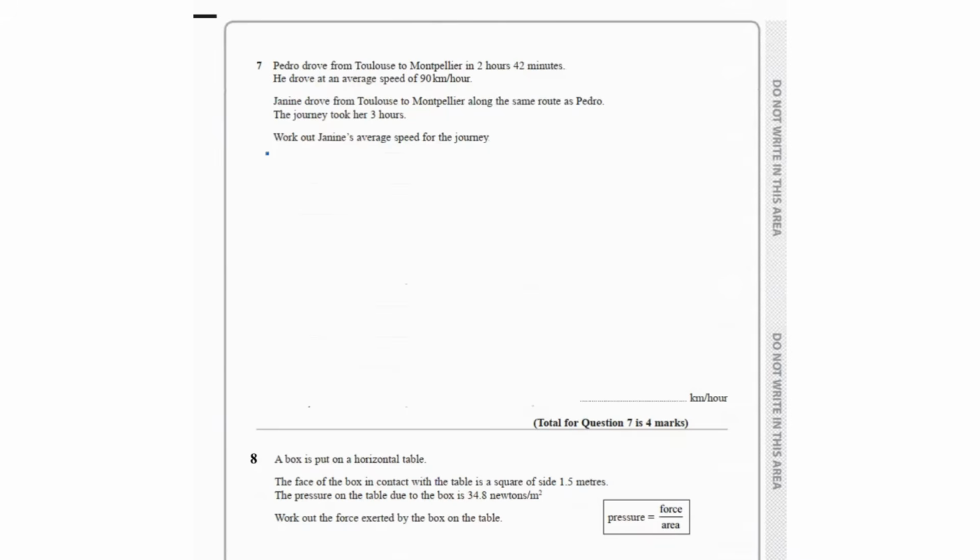So first, we try to find the distance using Pedro's journey, because if they're going along the same route, the distance is going to be the same. So we have been given the time and the speed. Speed is in kilometers per hour, which means the time has to be just in hours, not minutes and hours. So we convert the 42 minutes into hours by dividing it by 60. So 42 divided by 60, and that's going to be 0.7 hours. So total time is now 2 plus 0.7, which is 2.7.